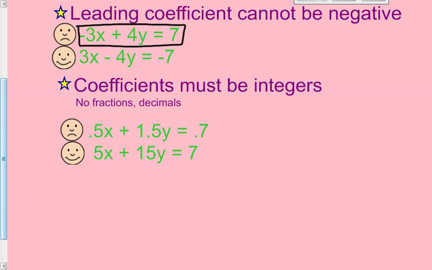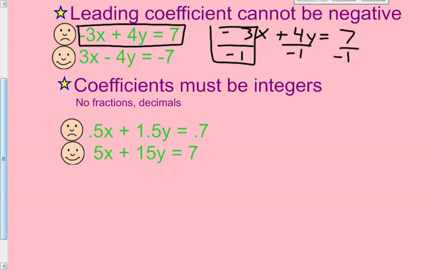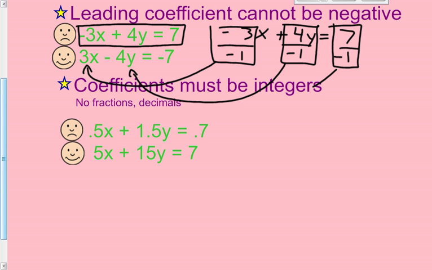So if that's the case, what I kind of consider, if you have a negative 3x plus 4y equals 7, what you can do is you could just divide every one of them by a negative 1, because a negative divided by a negative is a positive. So if you take a negative 3 divided by a negative 1, this now makes a positive 3x. A positive 4y divided by a negative 1 is a negative 4y. And a positive 7 divided by a negative 1 is a negative 7. So if you want to consider it as just dividing by a negative 1, that's what I do. That kind of helps me out.